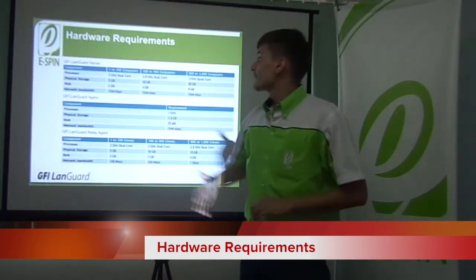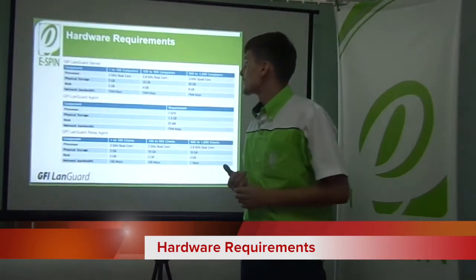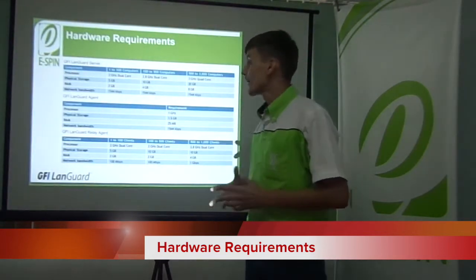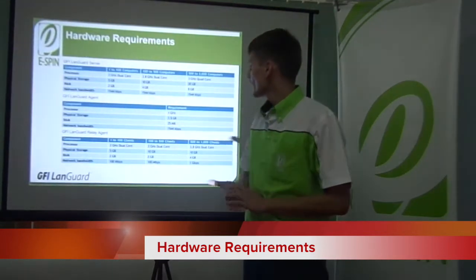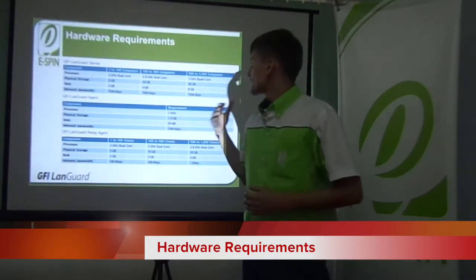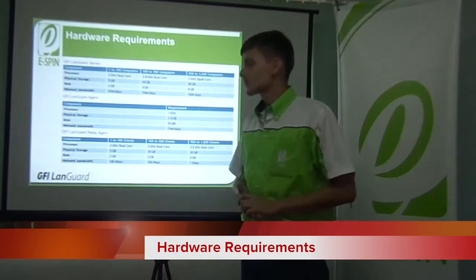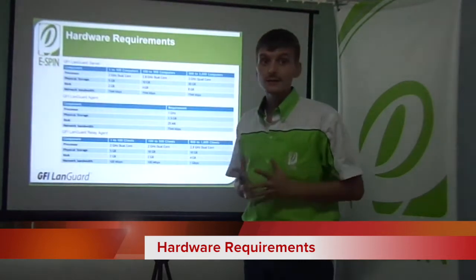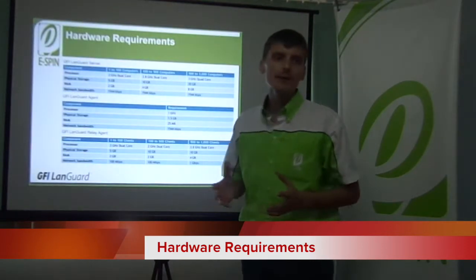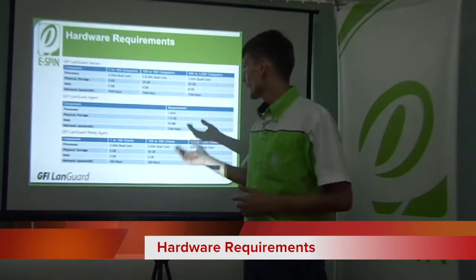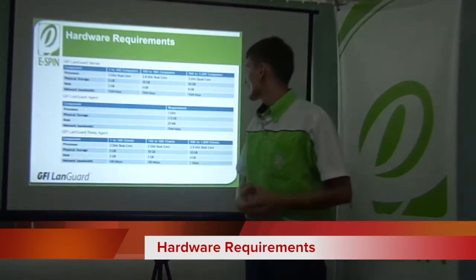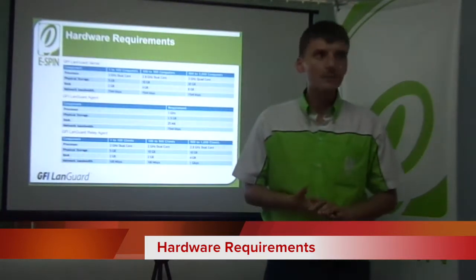Going slightly down, we can see the GFI LanGuard agent hardware requirements. For the processor, it should be 1 GHz speed, physical storage at least 1.5 GB, and random access memory 25 MB will be enough. Network bandwidth, same as before, is 1544 kilobits per second.